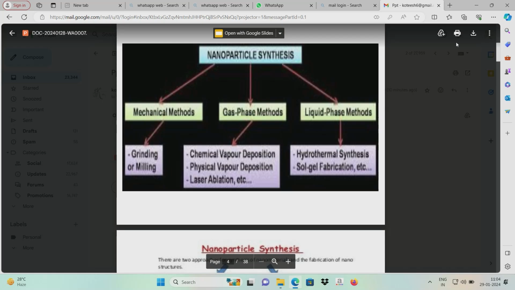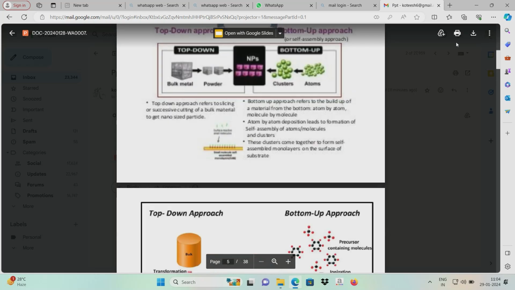These are the basic things we are going to discuss in today's class: nanoparticle synthesis by the mechanical method, gas phase methods and liquid phase methods. In the mechanical method we discuss grinding or milling, and in gas phase methods we discuss chemical vapor deposition, physical vapor deposition and laser ablation. And in liquid phase methods we discuss hydrothermal synthesis, sol gel fabrication and so on.